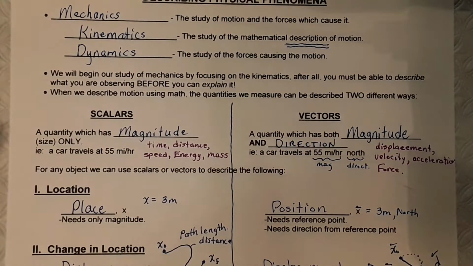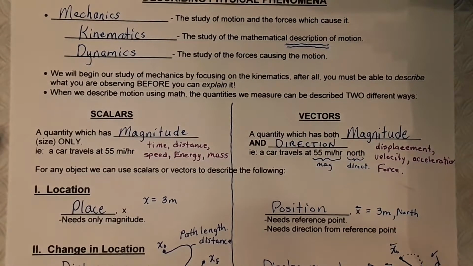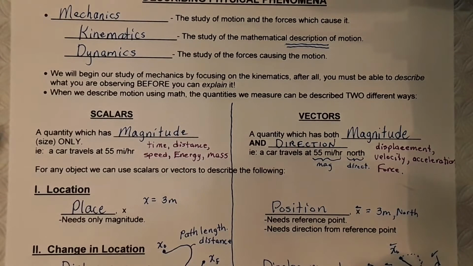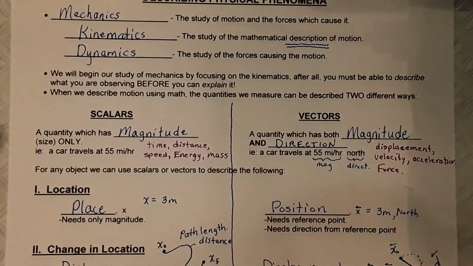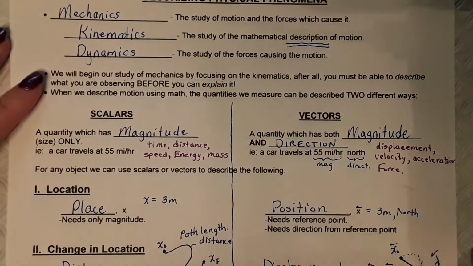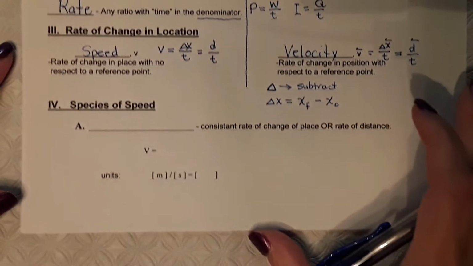Hello everyone. We're going to continue today with our notes on describing physical phenomenon. Last time we had defined how to describe location, change in location, and rate of change in location in terms of both scalar and vector quantities. Now we're going to focus on scalar motion only for a short time.